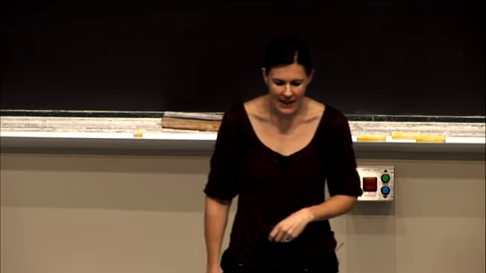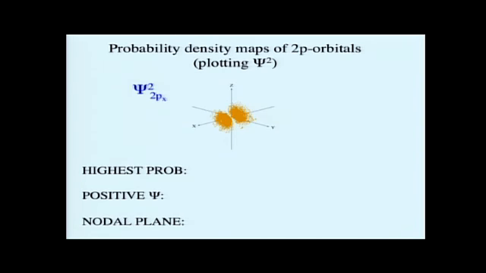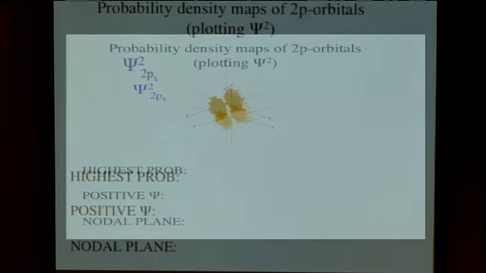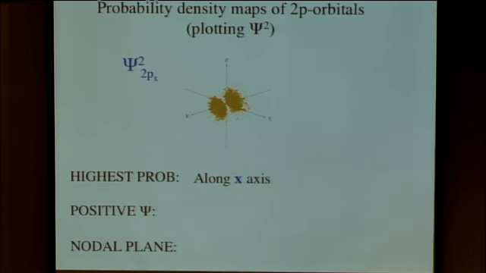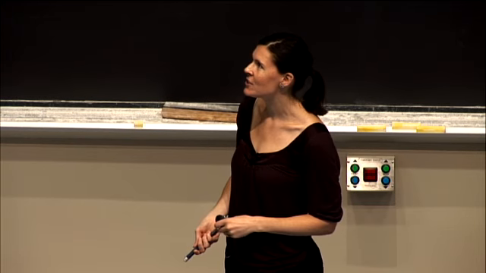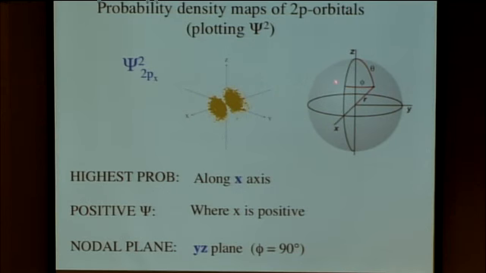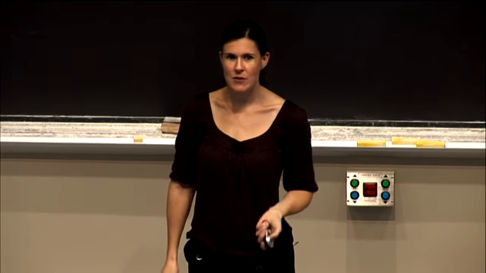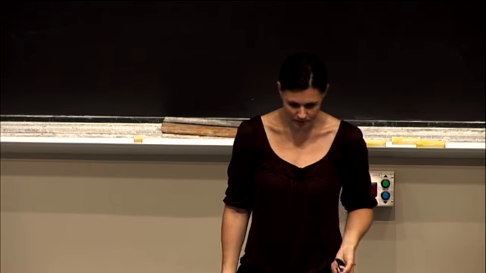So let's look now at the 2px orbital. This is the probability density map, so we're talking about the square here. The highest probability now is going to be along the x-axis. So that means we're going to have a positive wave function every place where x is positive. What is the nodal plane in this case? So it's going to be the yz nodal plane. Or in other words, we can say it's any place where phi is equal to 90 degrees. So you can see if you take phi and you move it over 90 degrees, we're right here in the yz plane. Anywhere where that's the case, we're going to have no probability density of finding an electron.